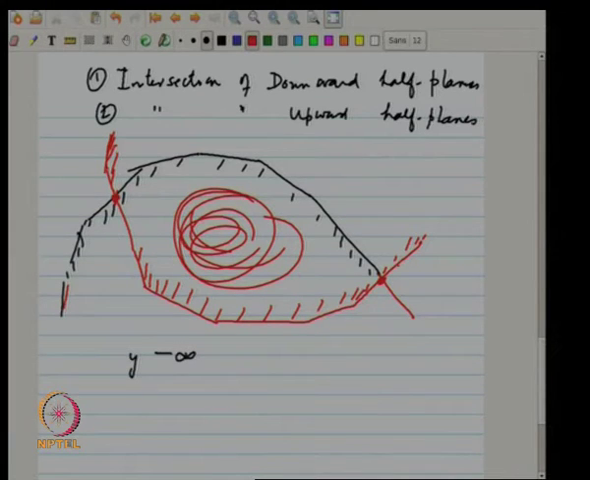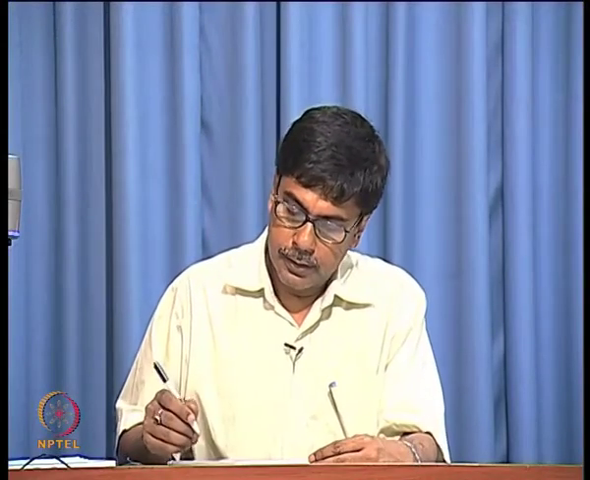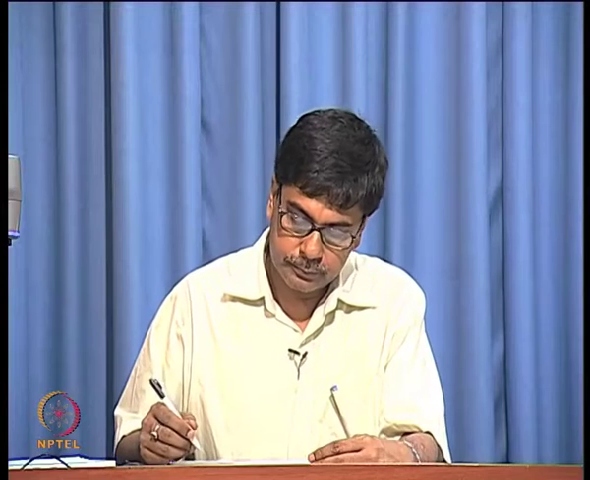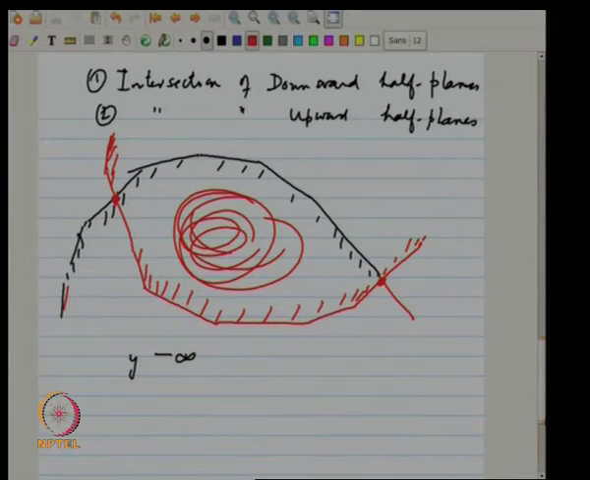And so we will not bother about this final step of how you find the intersection of the convex and the concave chains, or the upward region and the downward region. Okay, so we will now focus on just one of them. Let us say the intersection of downward half planes.